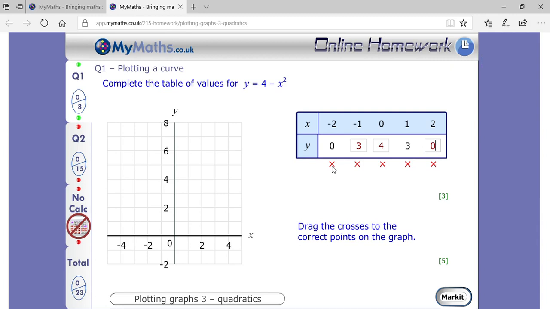So these points you have to mention on your graph. Minus 2, 0 will be here. Minus 1, 3: minus 1 is here and 3 will be here. 0, 4: 0 is here and 4 is here. 1, 3, and the last one 2, 0.